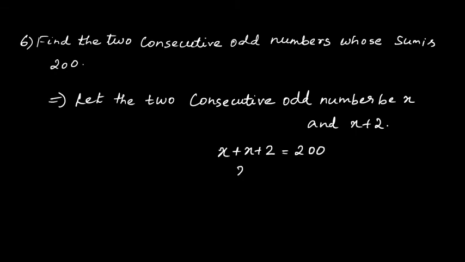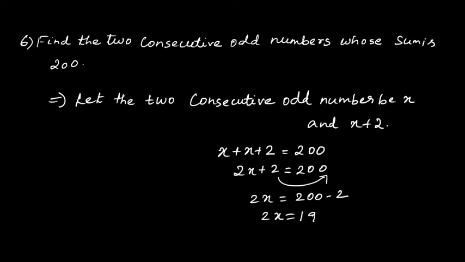So when you add, you will get 2x plus 2 is equal to 200. So send 2 to your RHS. So 2x is equal to 200 minus 2. So we'll get 2x is equal to 198. You need the value of x. So x is equal to 198 divided by 2. So when you divide, you will get x value to be 99.